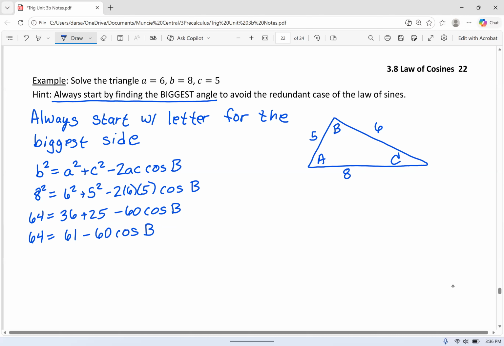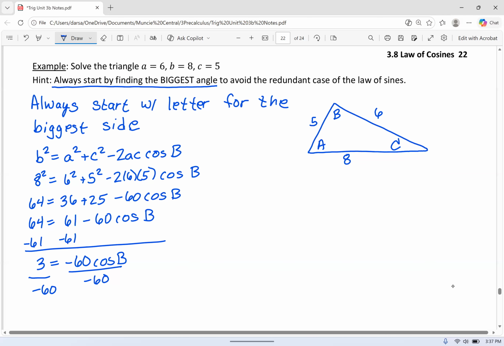Now, very carefully, how do we get cosine of B by itself? Well, first we have to subtract 61, and be very neat here, y'all. The biggest mistake that I see is that people try to skip steps and it gets messy and then they lose track of things. So 64 minus 61 is 3. And notice this minus sign is still here. That negative is still on the 60 for this particular problem. Now we're going to divide by negative 60.